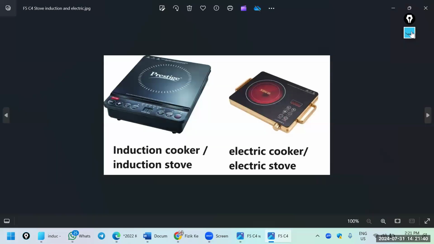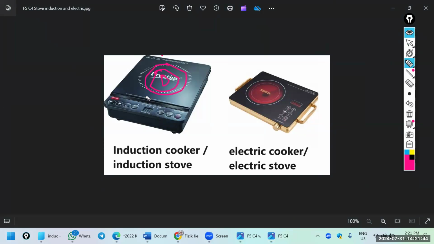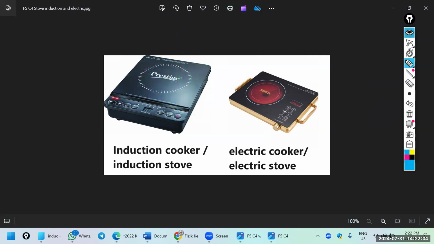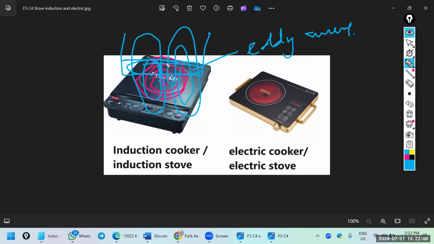Okay, so same thing as induction cooker. This one inside got coil. Then they will form what? They will form magnetic flux. Then we put a pot here. The pot got soft iron core. They will produce eddy current. Eddy current will make the pot hot. All right. And while the magnetic flux cutting on it, it will vibrate.